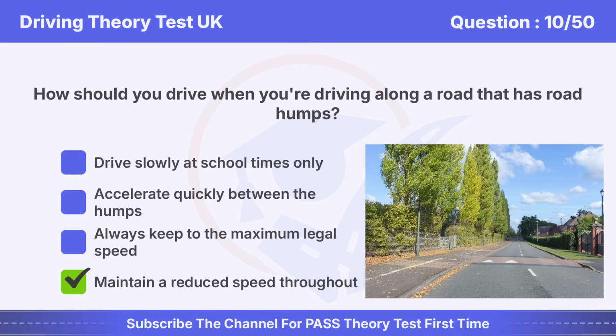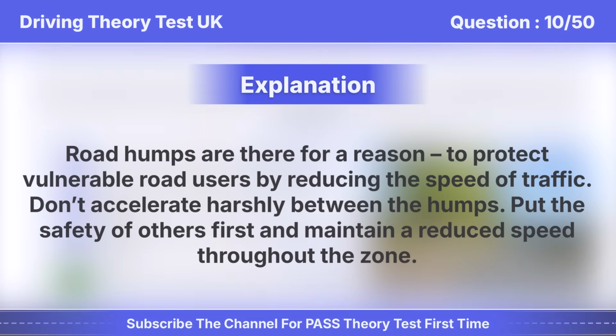Answer is D. Maintain a reduced speed throughout. Road humps are there for a reason: to protect vulnerable road users by reducing the speed of traffic. Don't accelerate harshly between the humps. Put the safety of others first and maintain a reduced speed throughout the zone.